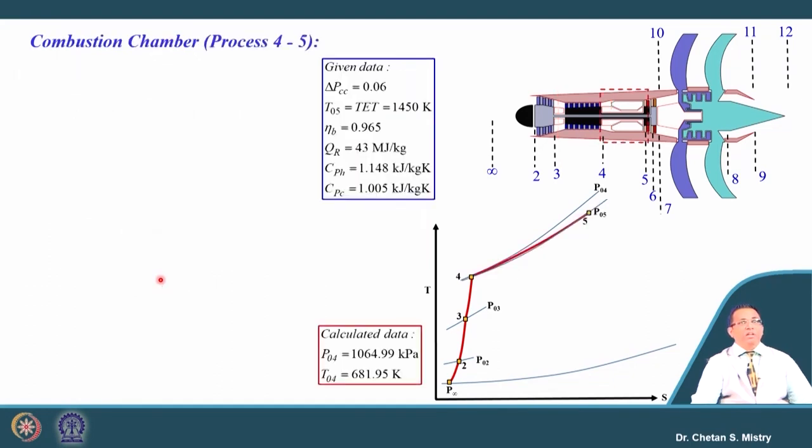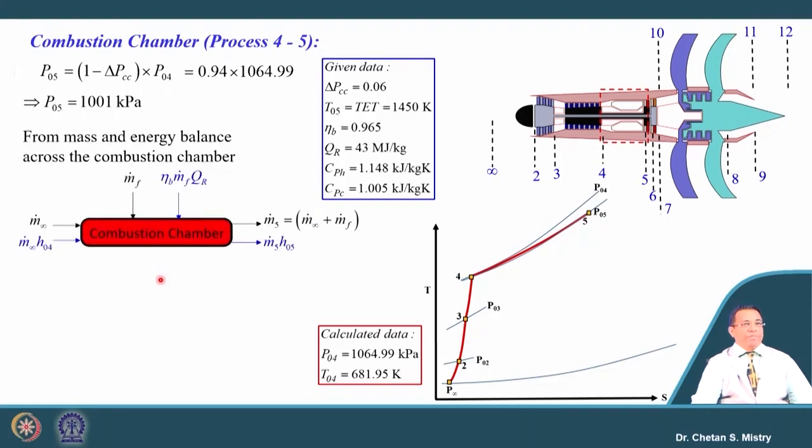So, let us look at the component we have: a combustion chamber. For this combustion chamber we are given a pressure drop of 6%. That will give us the outlet pressure, which comes to be 1001 kilopascal.